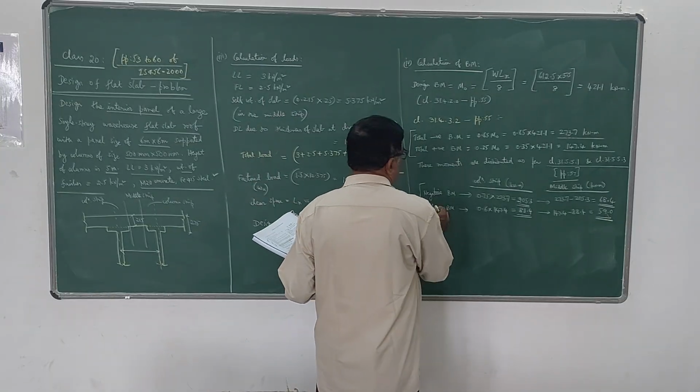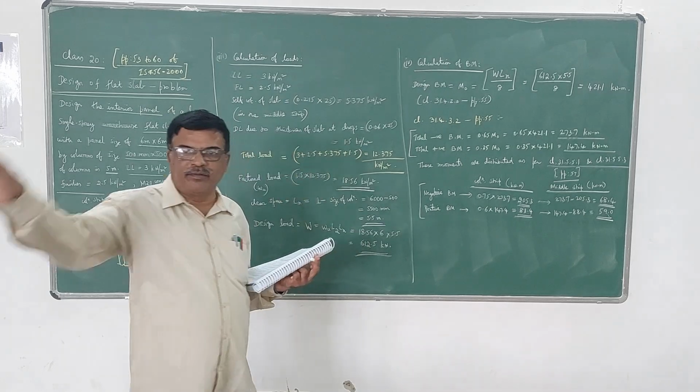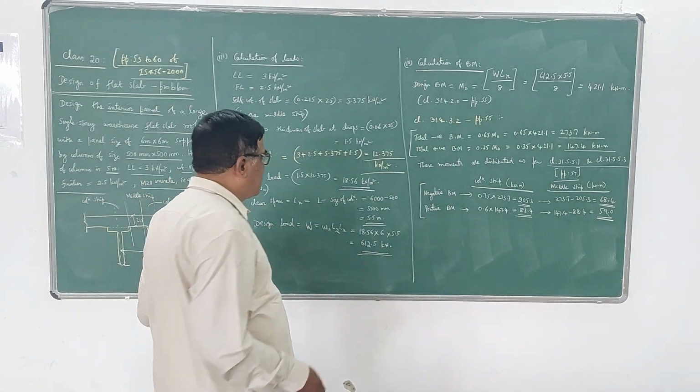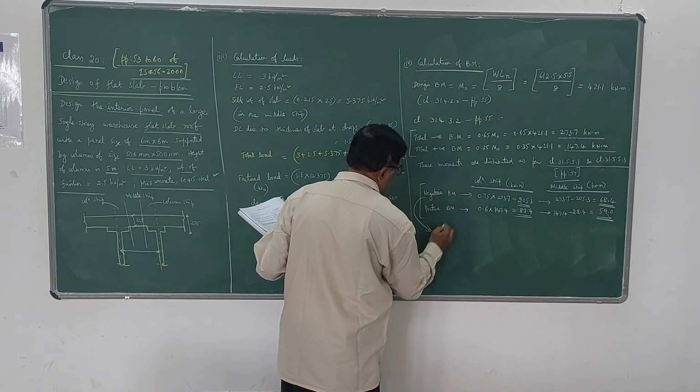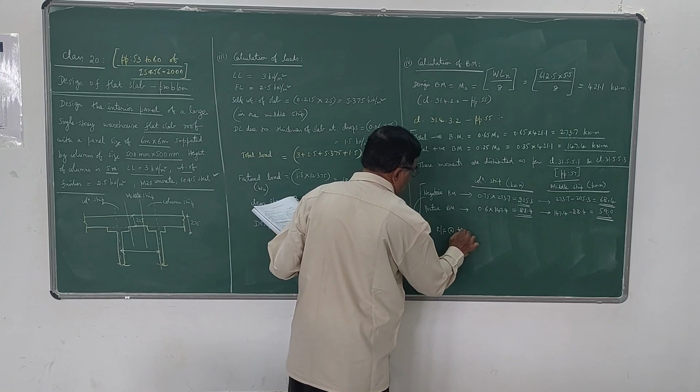Please note that for negative bending moment, we provide reinforcement at the top. For positive bending moment, we provide reinforcement at the bottom. I have explained this in the last 2 lectures. Negative bending moment, reinforcement at the top of the slab.